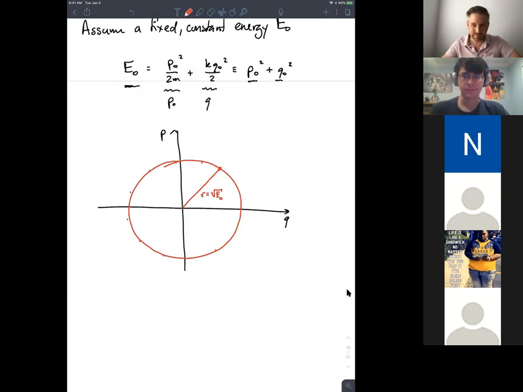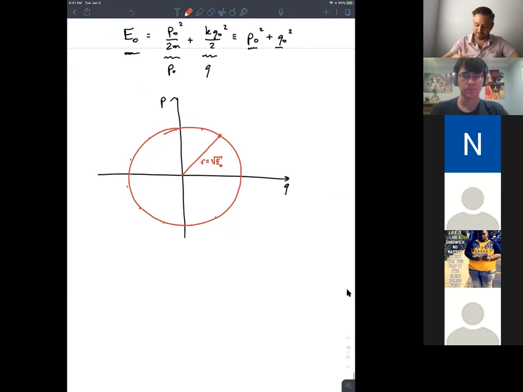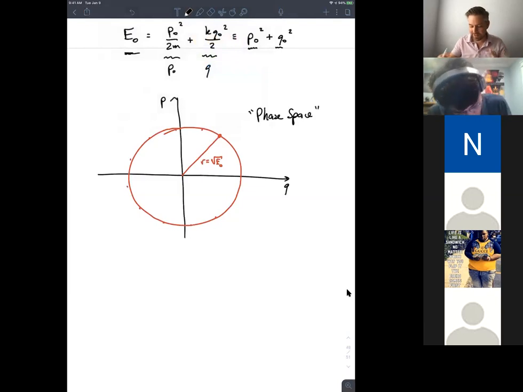Okie dokie. So now this plot here, this is not actual real physical space, right? Because one of the axes here is momentum. That's not real physical space. So this kind of plot where you plot the momenta and the spatial coordinates, this is what's referred to as the phase space. Okay, so this is the phase space plot of a harmonic oscillator with constant energy E naught.